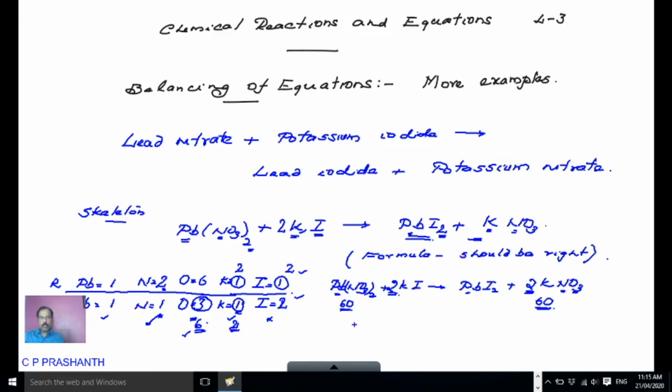Right. So potassium also has become 2 now. Iodine is also balanced, and nitrogen we already balanced, so it has already become 2. So all the atoms are balanced now. Let us see one more example. So this equation is balanced.